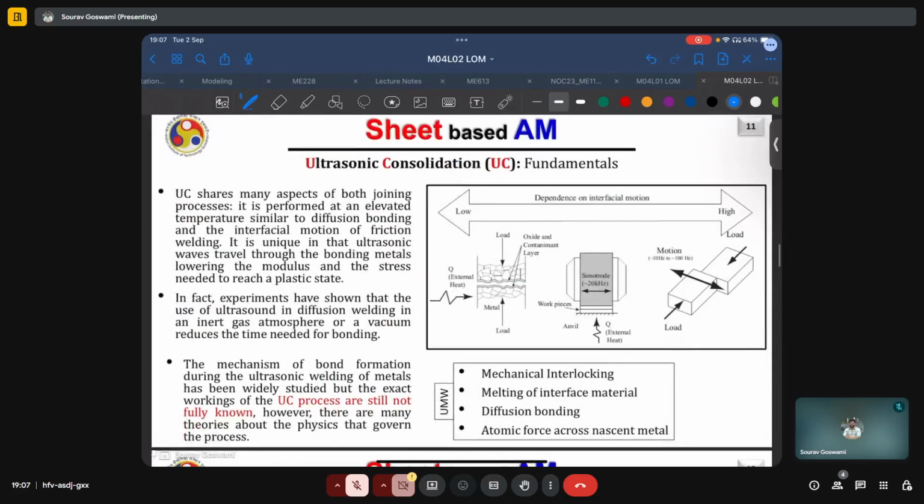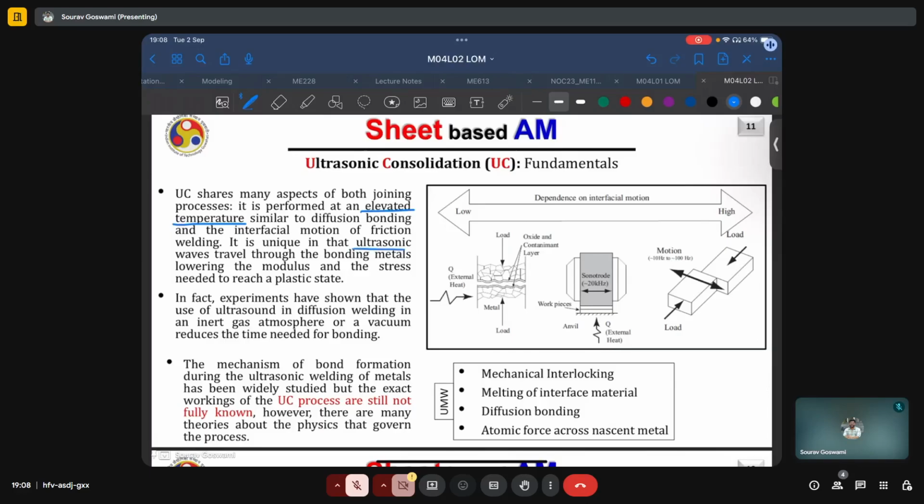Ultrasonic consolidation shares many aspects of both the joining processes. It is performed at an elevated temperature between 30 to 50% of the melting point, similar to but lower than diffusion bonding, and the interfacial motion of friction welding process. It is unique in the sense that ultrasonic waves travel through the bonding metals, lowering the modulus and the stress needed to reach a plastic state.